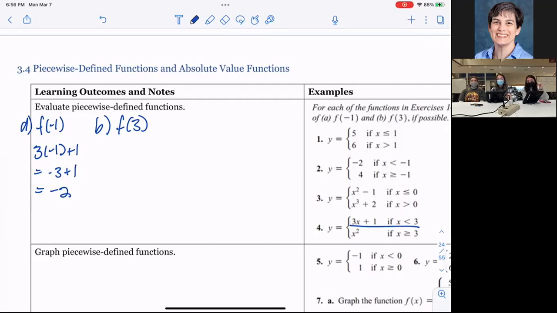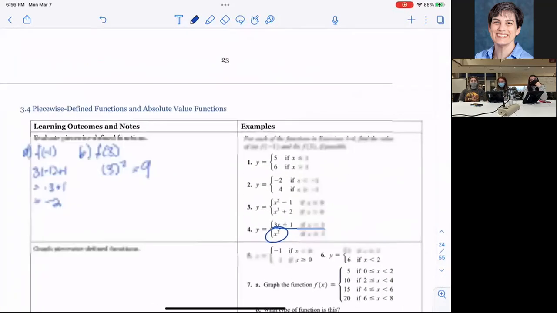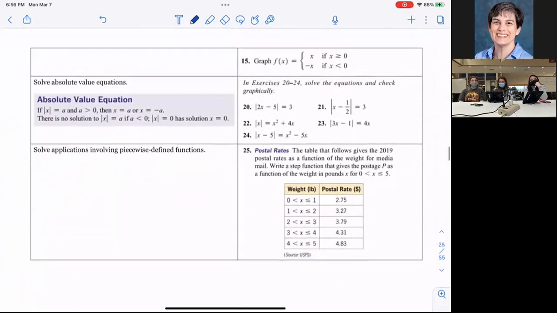Now, on part B, I can see that 3 is definitely not less than 3. 3 is greater than or equal to 3. So I'm going to plug it into this equation. 3 squared is 9. And that would be your answer. All righty. Any here?